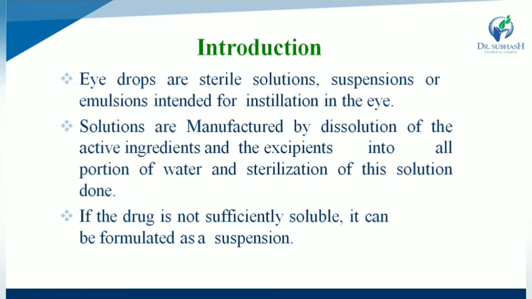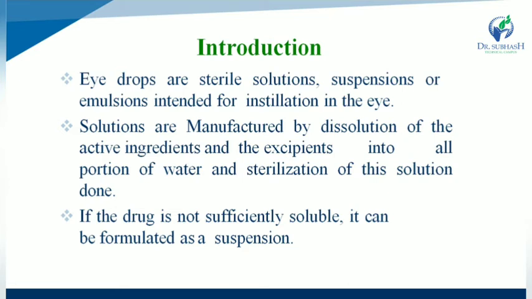First preparation is eye drops. Eye drops are sterile solutions, suspensions, or emulsions that are intended for instillation in the eye. So an eye drop is one type of sterile dosage form, in solution form, suspension form, or emulsion form. And what is the intention behind preparation of eye drops? So that it is instilled into the eye.